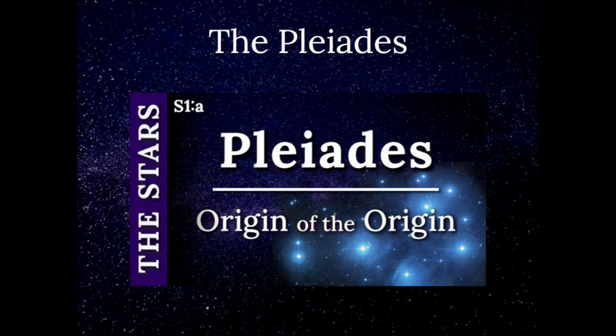If you haven't already seen the first video in this series, you might like to watch it before this one. It's called Origin of the Origin and it explains where the Pleiades is located on the star maps of Gwyneth, which is the origin of the Zodiac we know today.